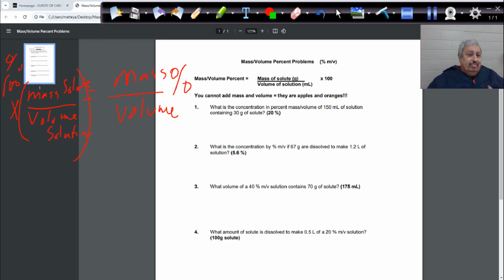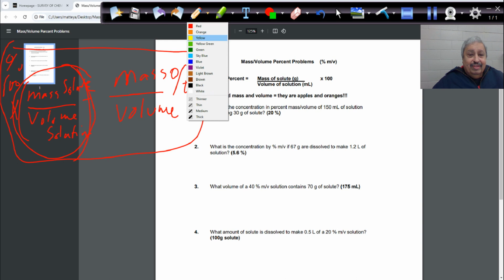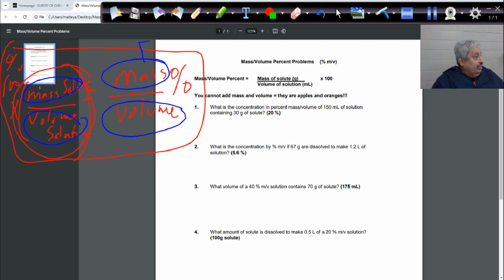So this is the major formula, correct? Can I make 2 sub-formulas of this, yes or no? Yes, correct. This is the mass over the volume percentage, the major one. I can make sub-formulas: I can determine the mass of the solute, or I can determine the volume of the solution.